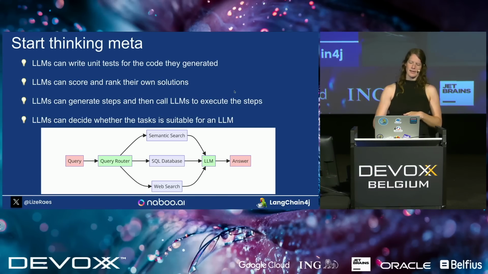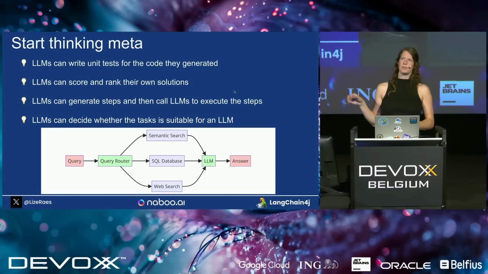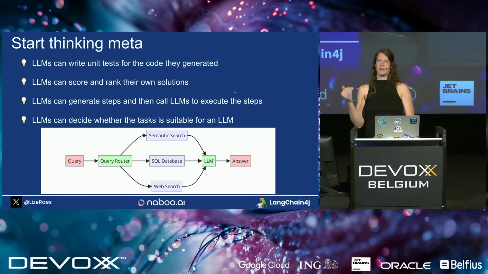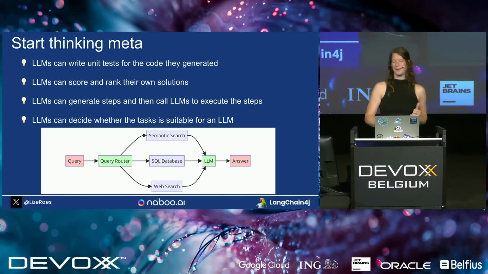And since they're so fast at writing unit tests, they cover so many more paths than I typically do when I write my unit tests. In that sense, I'm really happy when they help me with that. They can score and rank their own solutions. They can invent steps, call other LLMs or themselves again to execute the steps, and they can even know whether a task is suitable for an LLM.